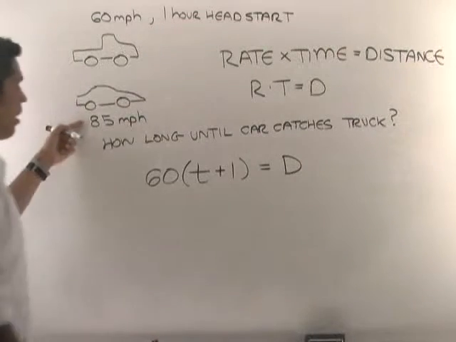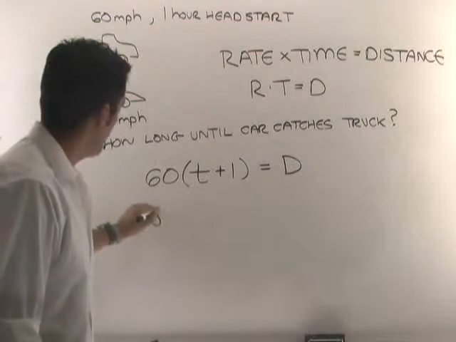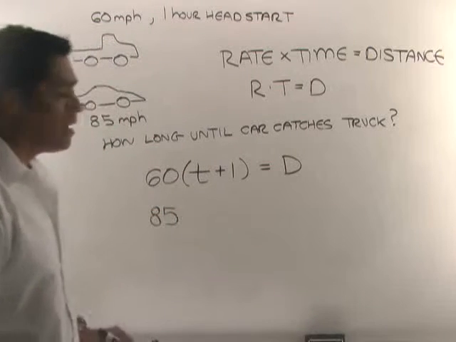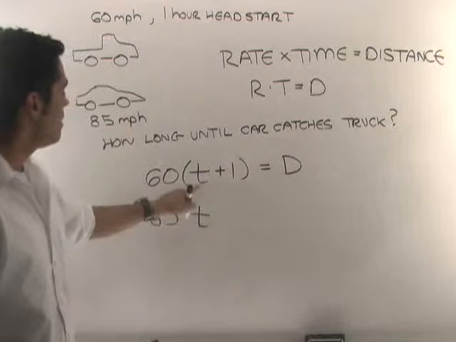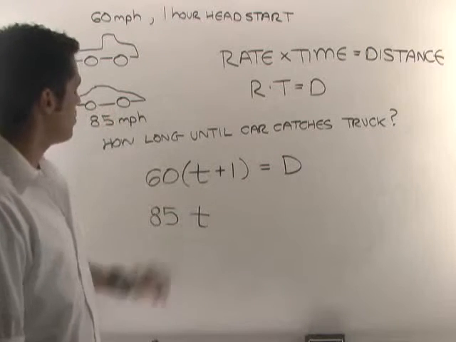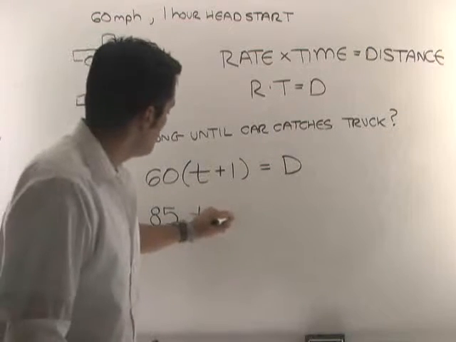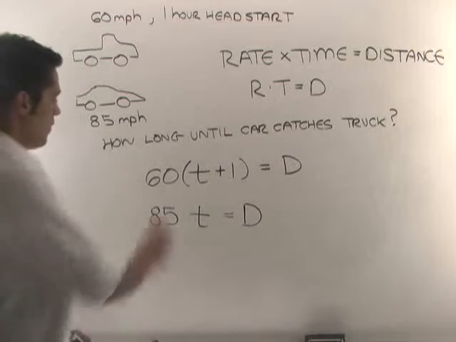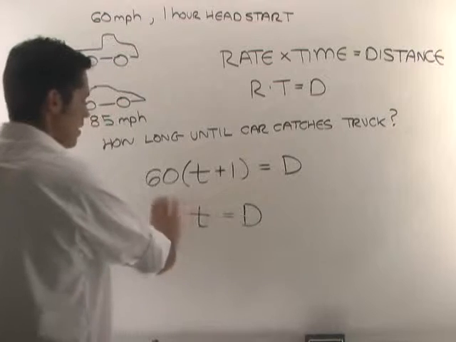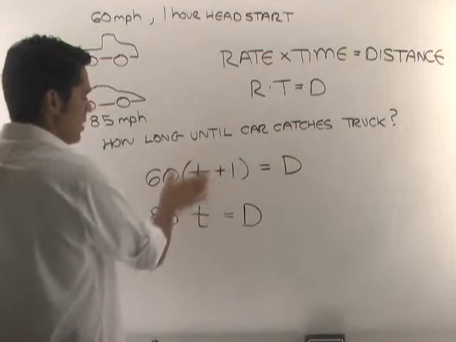Now the car is going to be traveling 85 miles per hour, and how long is it going to travel that? Well, just T, because T is the time that it takes the car to catch the truck. Then that will be equal to the distance it travels, so rate times time. Now look, if this equals D and this equals D, then these two must be equal.